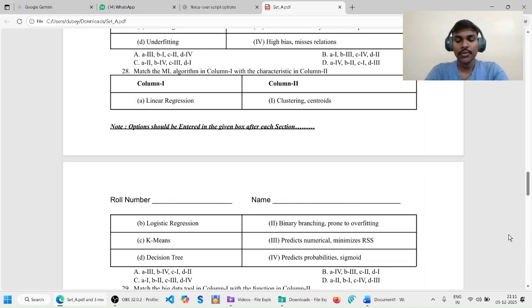The correct option for this question is option A: A3, which is linear regression mapped to predicts numerical and minimizes RSS. B4, which is logistic regression mapped to predicts probabilities or sigmoid. And C is mapped to 1, which is k-means to clustering or centroids. And D2, which is decision tree mapped to binary branching and it is prone to overfitting.